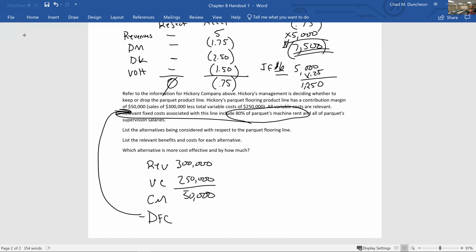Judging by this, since we only have a $50,000 contribution margin and those direct fixed costs are probably going to be over $50,000 unless the supervision salaries are awfully low, this is probably going to be a segment to drop, and that would be why. The important part to remember here is we're only worried about the direct fixed costs, which are the ones that are relevant. When it tells you that it's a relevant fixed cost, it is a direct fixed cost to that cost object. So that's it for handout 1.